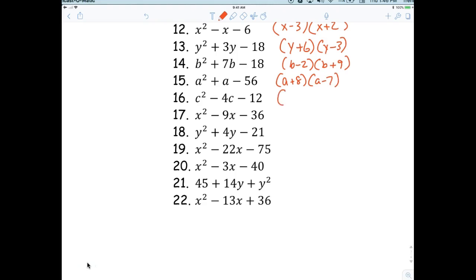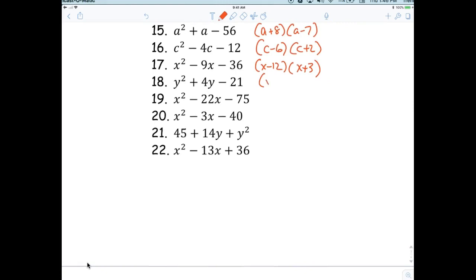16. Sorry. All right, we're checking out 17 now, somebody. Maybe read me 17. So it would be x minus 12, x plus 3. 18. Y plus 7, y minus 3.